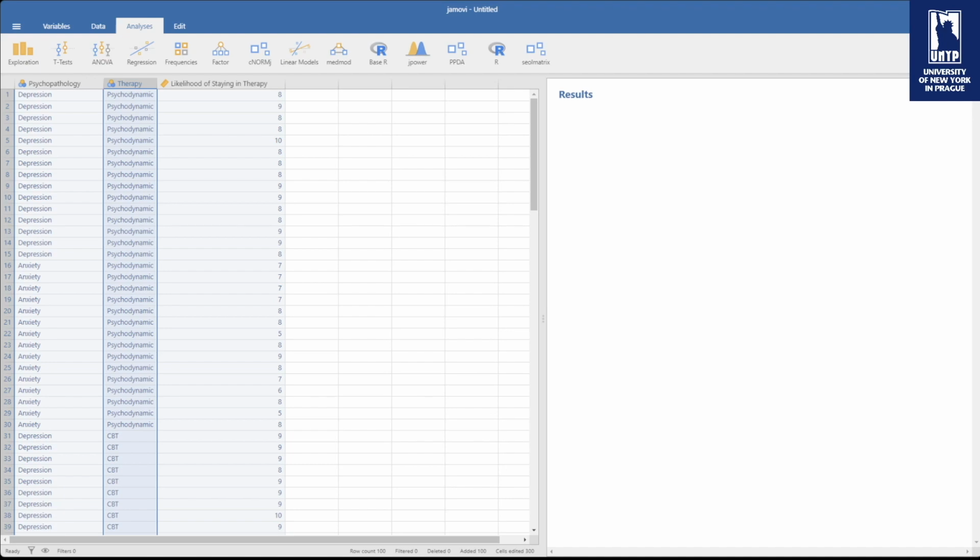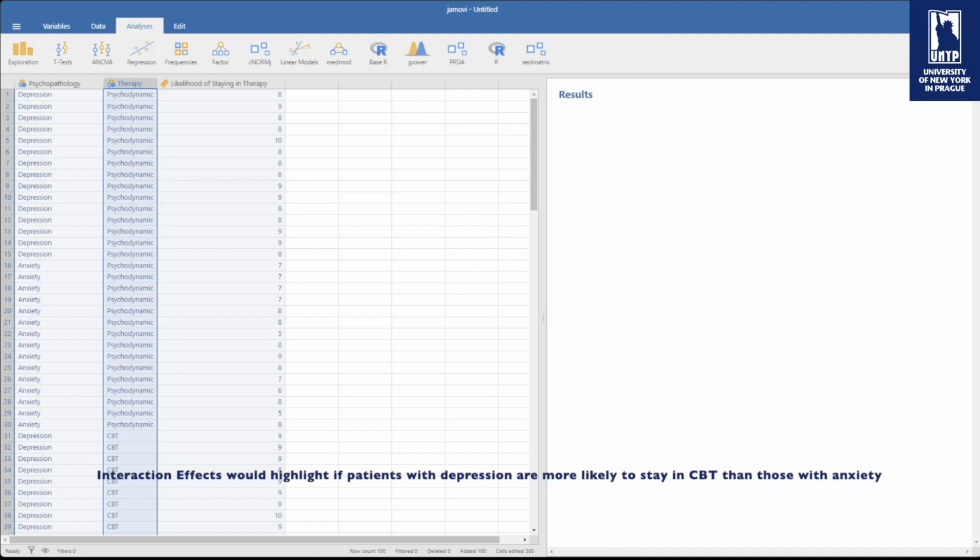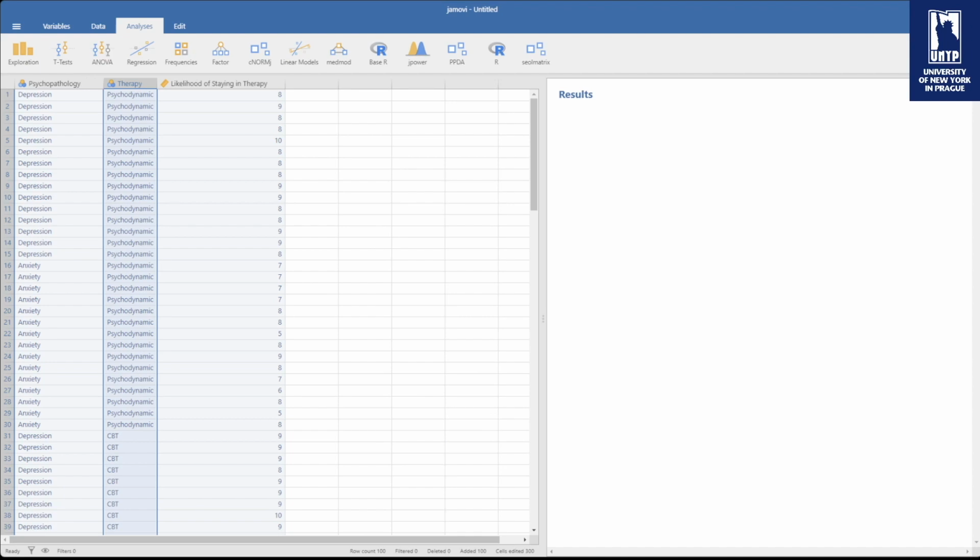Now, let us get started with this example. We are assessing whether the likelihood of staying in therapy differs with varying psychotherapeutic approaches and different conditions, depression or anxiety. A main effect might reveal a difference in staying in therapy between patients with depression and those with anxiety, irrespective of the therapy type. Interaction effects would highlight if, say, patients with depression are more likely to stay in CBT than those with anxiety. So, stay with me as I guide you through this real-world dataset.